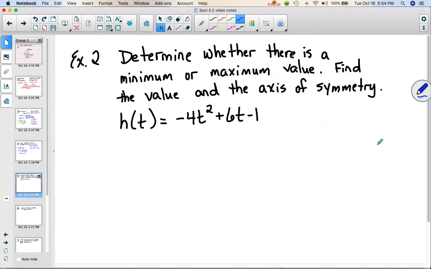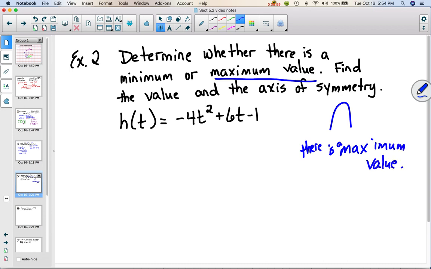Okay, example 2: determine whether there is a minimum or maximum value. Find the value and the axis of symmetry. Right away I know that this parabola opens down, so there's going to be a maximum, but no minimum. I've determined that there is a maximum value, and now I need to find what it is.